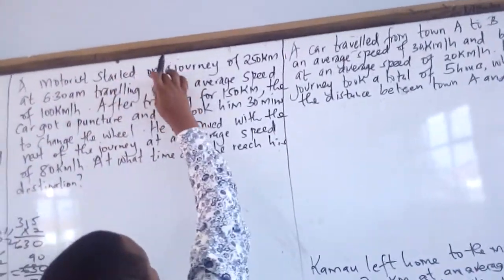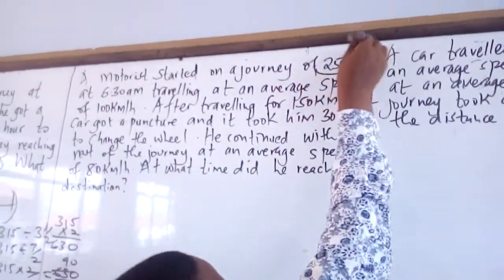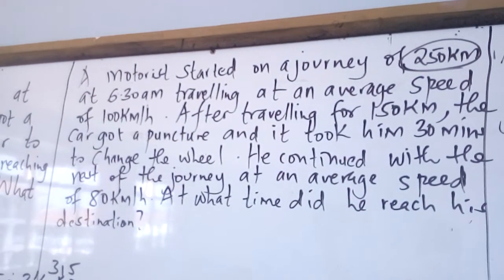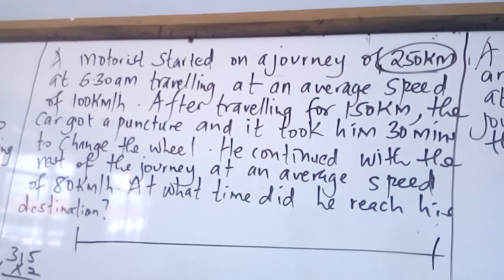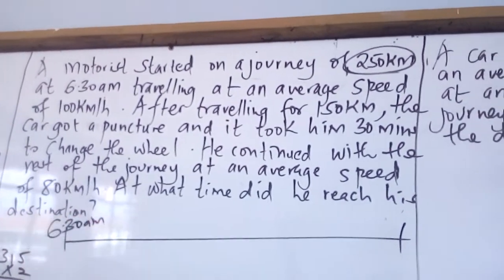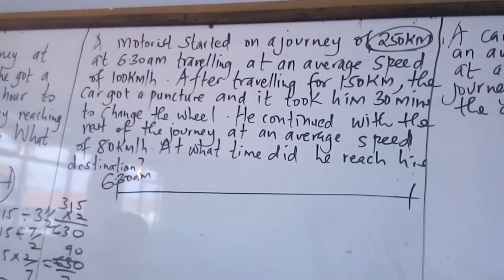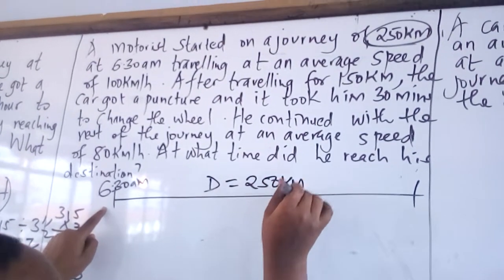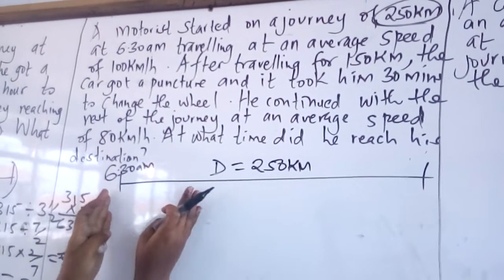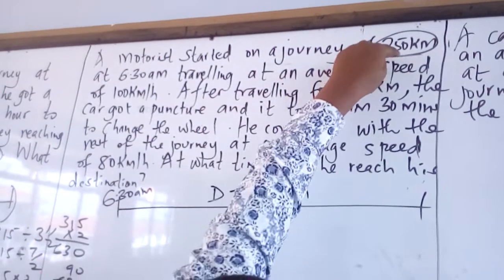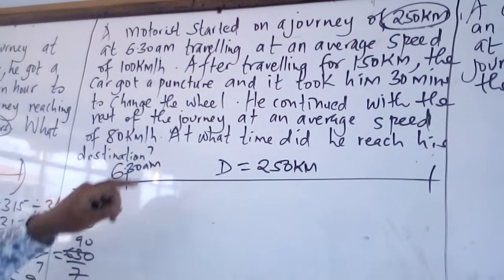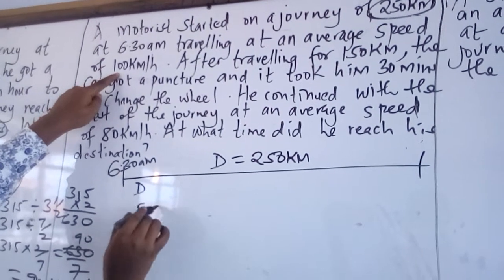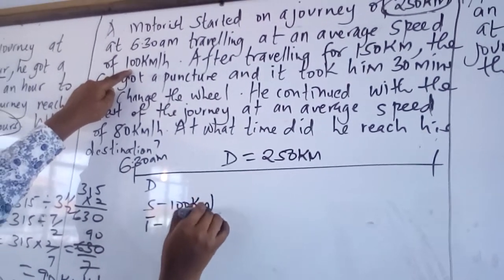A motorist traveled on a journey of 250 kilometers at 6:30 a.m. So if we represent our information, this person started at 6:30 a.m. And now our question is, the whole of this journey distance is 250 kilometers. This is the total distance. It is not part of the first journey because we are told a journey of 250 kilometers. Then the person used an average speed, so we have DST. The speed that was used was 100 kilometers per hour.